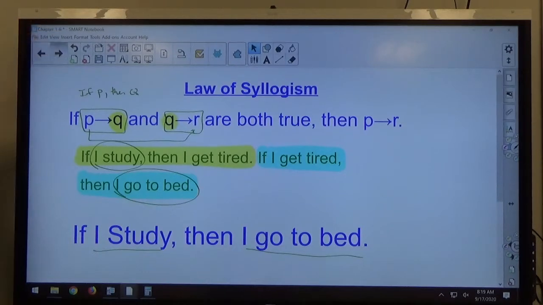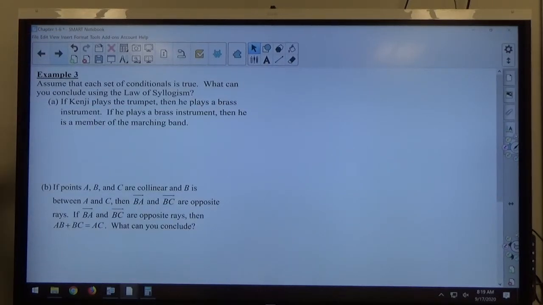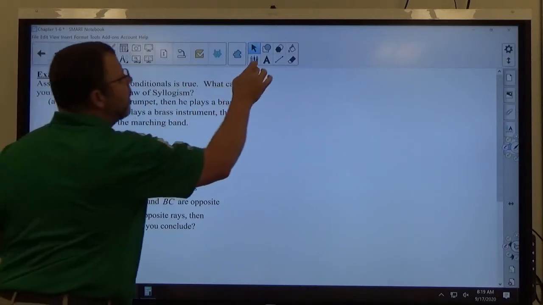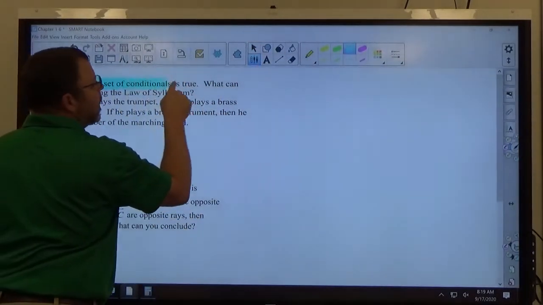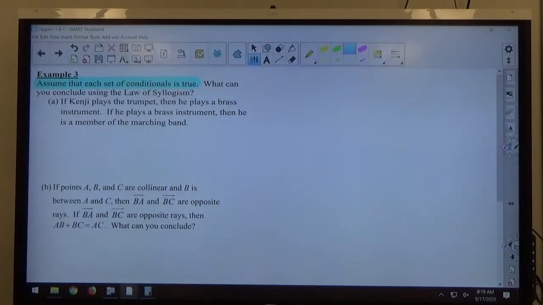So an example, a lot of talking to get to the example, but assume that each set of conditionals is true. Again, we're going to start with an assumption that we have true conditional statements. If they're not true, it's kind of pointless to use the law of syllogism. So we're always going to assume the conditions are true.